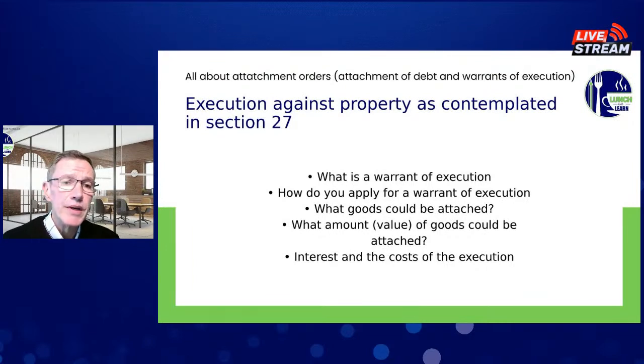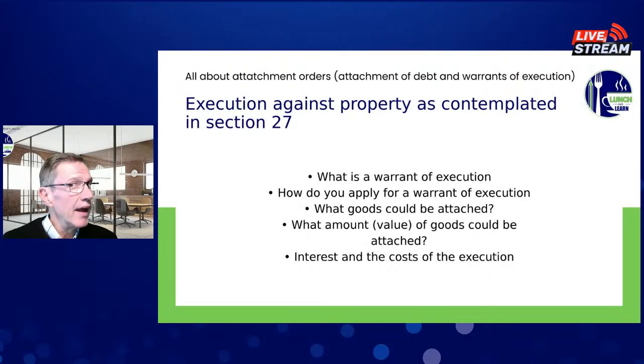And it's clear from the wording of Section 27 that first you need to attach the movable property of the respondent, and only afterwards can you apply to court to have immovable property, such as a house or a holiday home or something like that, attached. But you first have to exhaust all the avenues by attaching the movable property. And that is all dealt with in Section 27.